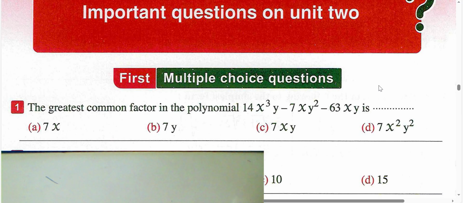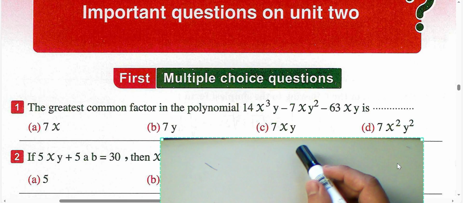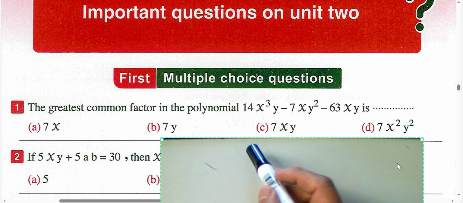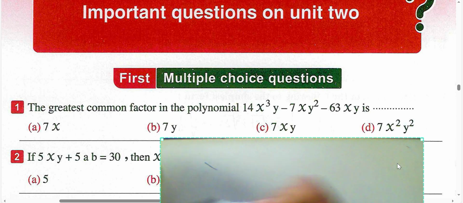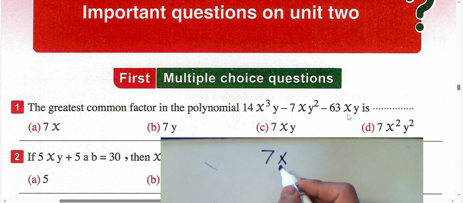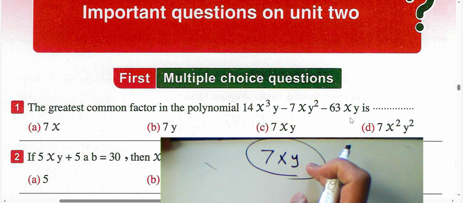Number 1, the greatest common factor in the polynomial expression 14x^3 y minus 7xy^2 minus 63xy is... We have 14, 7 and 63. They can be divided by 7, so 7 is a common factor. And x^3, x is repeated, so x is also a common factor. We have y^2, y is repeated. Then 7xy will be the highest common factor between the three terms. Then the common factor will be 7xy, choose letter C.